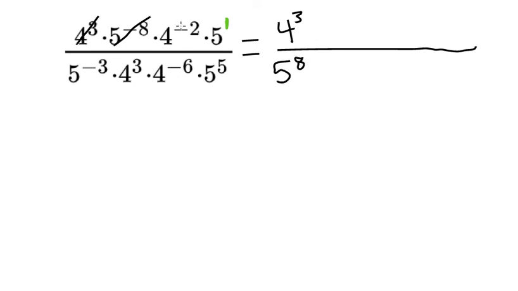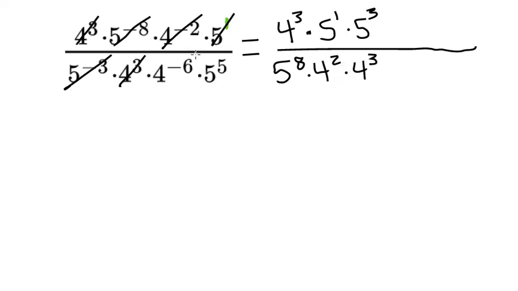Here I have 4 to the negative second in the numerator. To make it positive, I bring it to the denominator and make it 4 to the positive second. Finally, here I have 5 to the first, so I leave it there, and I make it 5 to the first. In the denominator here, I have 5 to the negative third. I'm going to flip it and make it 5 to the positive third. I have 4 to the third here, already positive, so it stays where it is. I have 4 to the negative sixth. I need to make that positive, so I bring it up to the numerator and make it 4 to the positive sixth. And then 5 to the fifth is already positive, so it stays where it is.